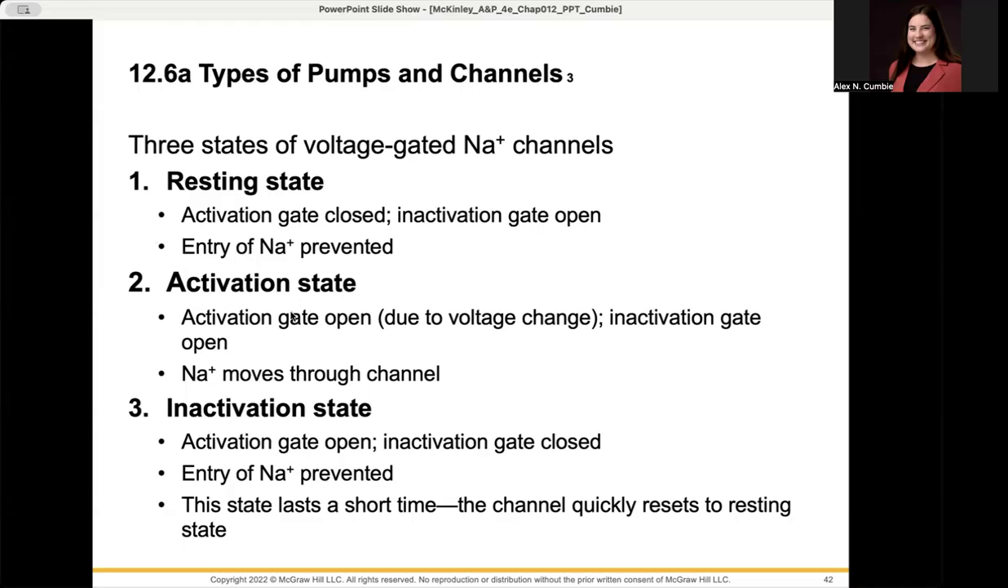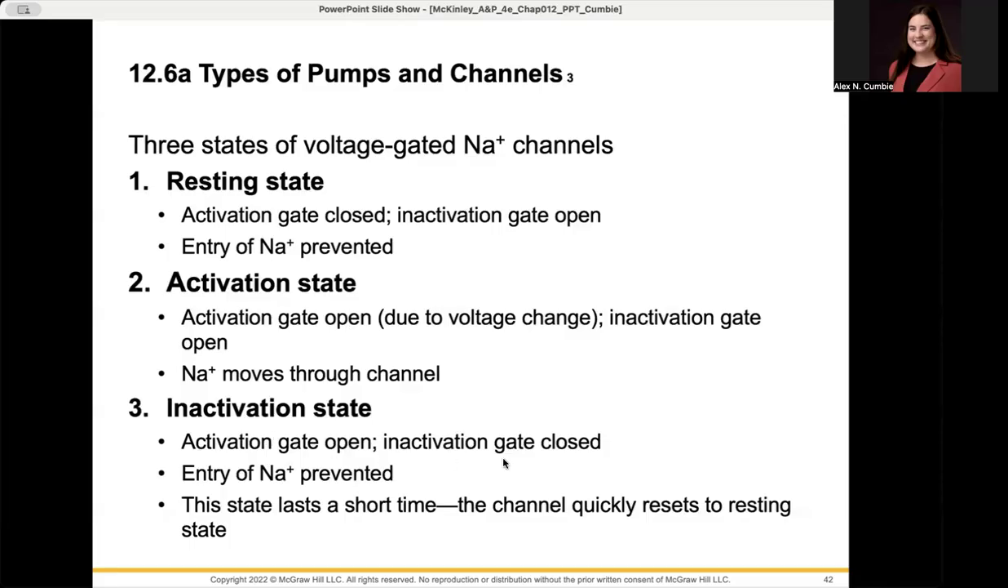We might go into an activation state. So there's some sort of voltage change across the membrane. And again, we have our channel open. We would just call it a gate opening. And sodium is able to come into the cell. We know that with sodium flooding into the cell, this is going to change the membrane potential to a net positive or more positive. And then finally, we have an inactivation state.